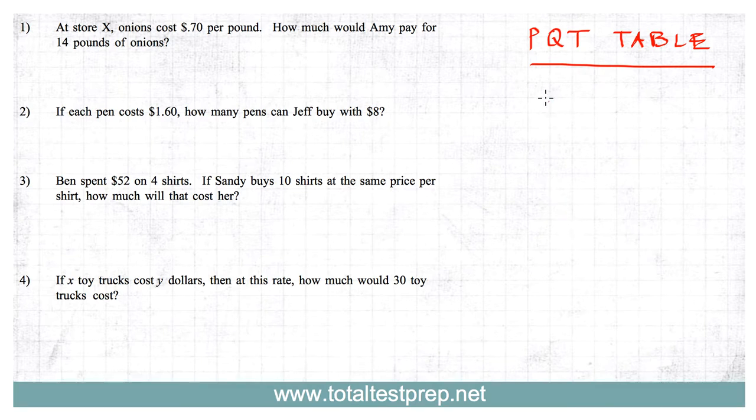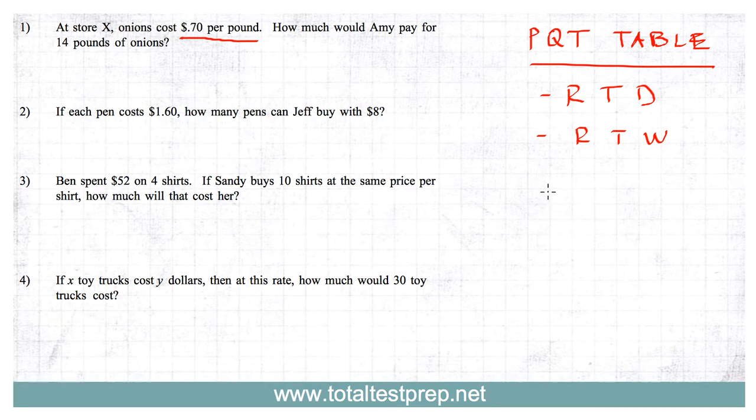In previous videos we've gone over rate, time, and distance word problems, and rate, time, and work problems using a table. In this lesson, I'll show you how to use a similar table for unit price questions, for example, questions like where something costs 70 cents a pound. The table is very similar.